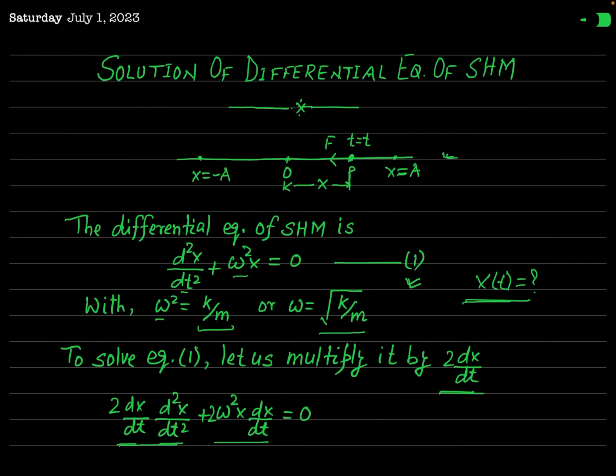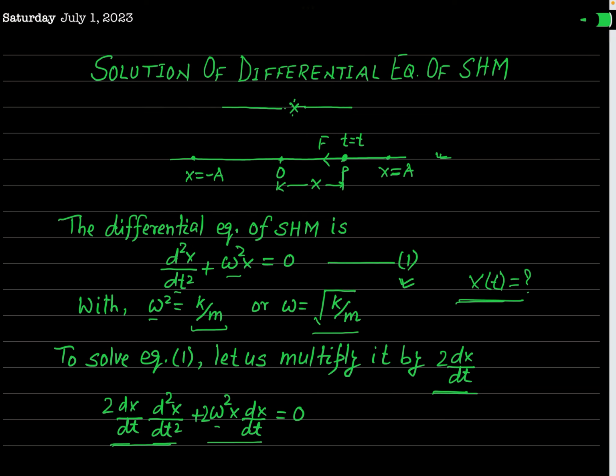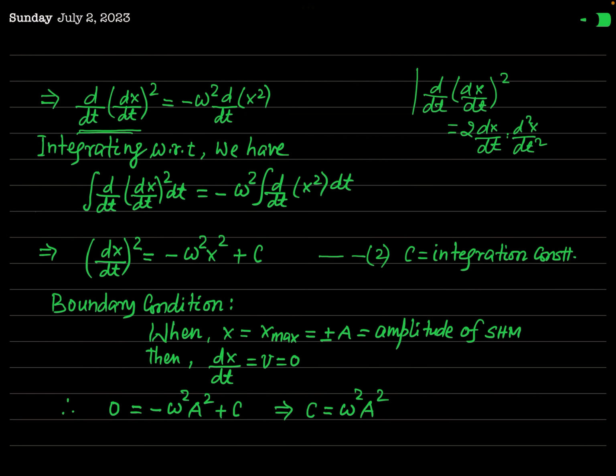Again, see the other side. Here, this omega square is a constant factor, okay? And 2x dx by dt can be written as d by dt of x square. You can check it. When you differentiate this x square with respect to t, you will get 2x dx by dt, okay? I have moved this second term to the RHS, so there is a minus sign here. Now this equation is in integrable form.